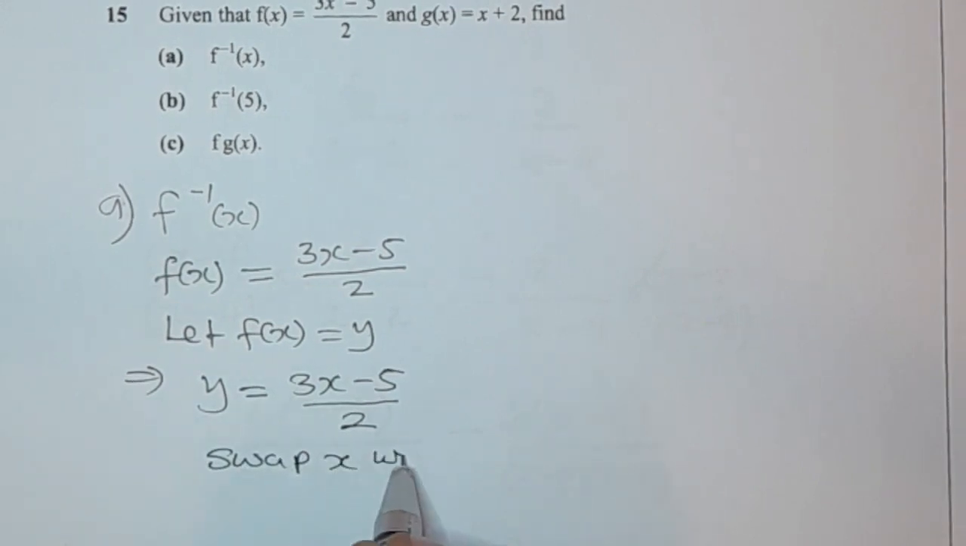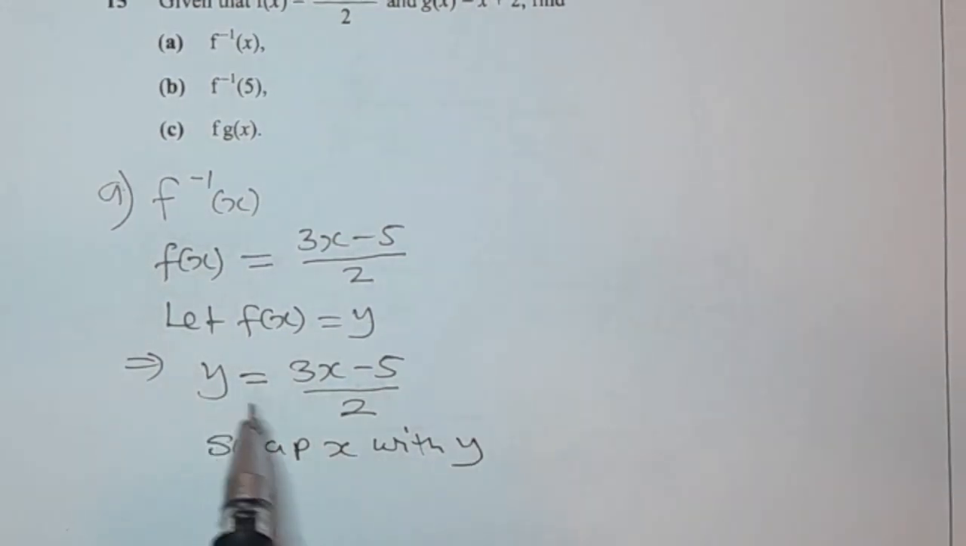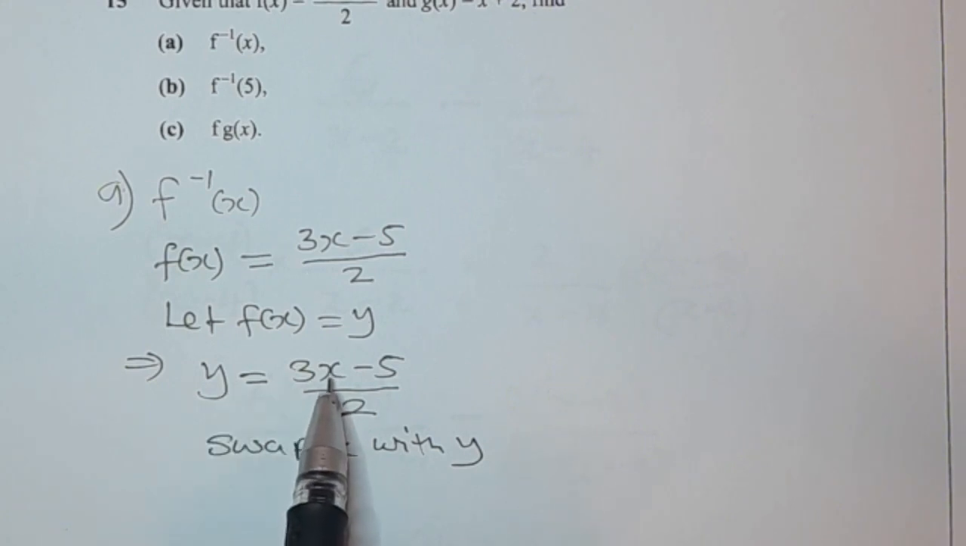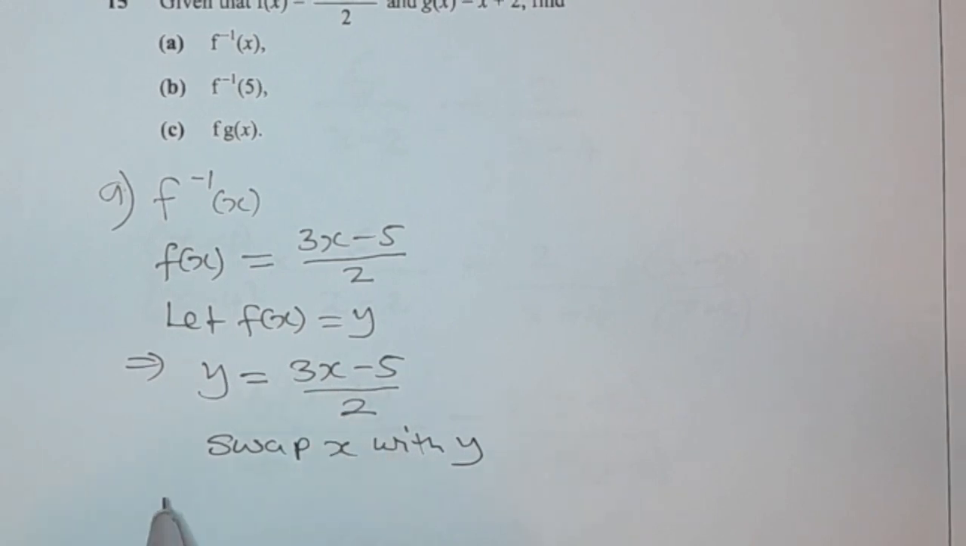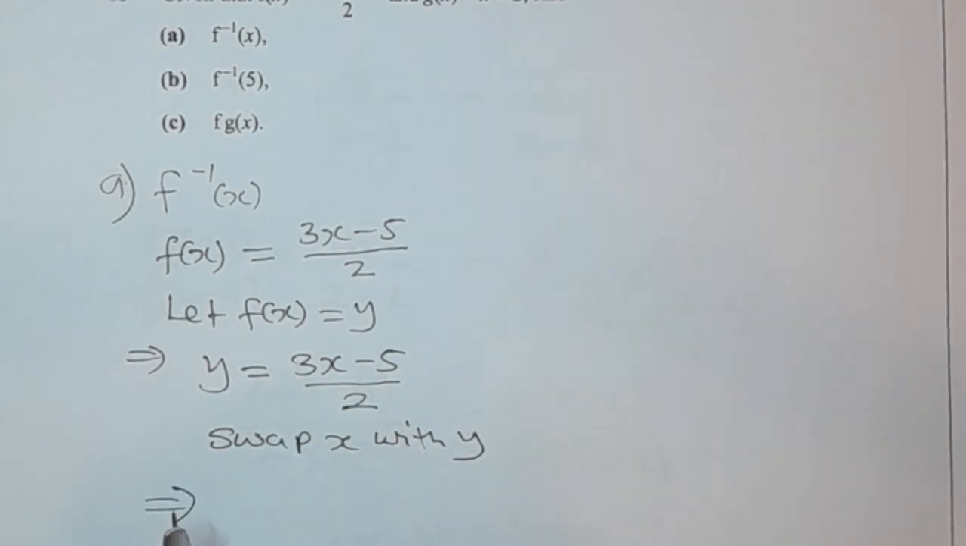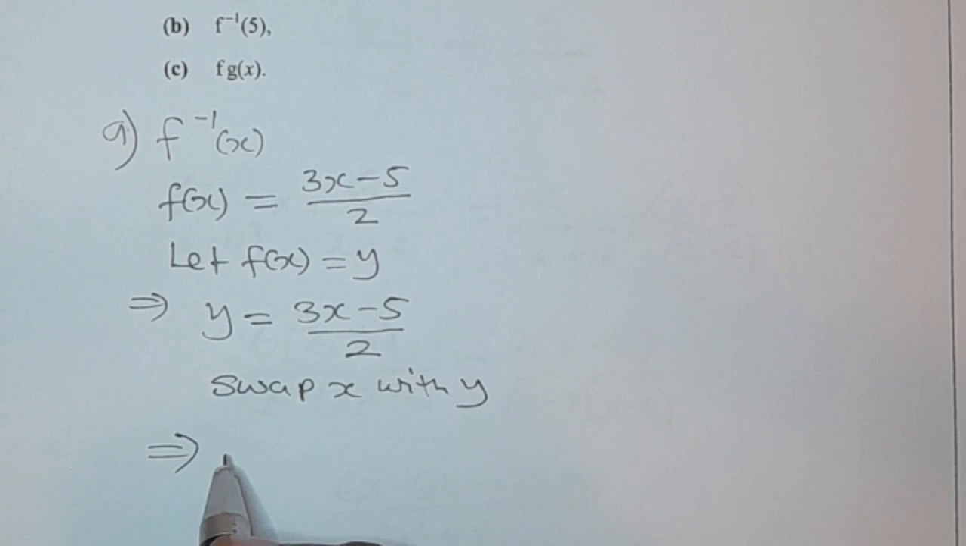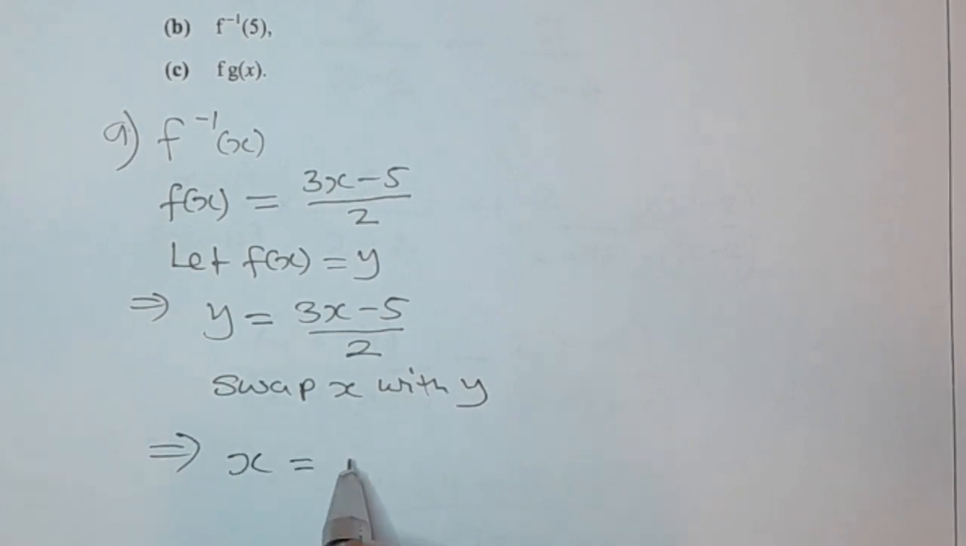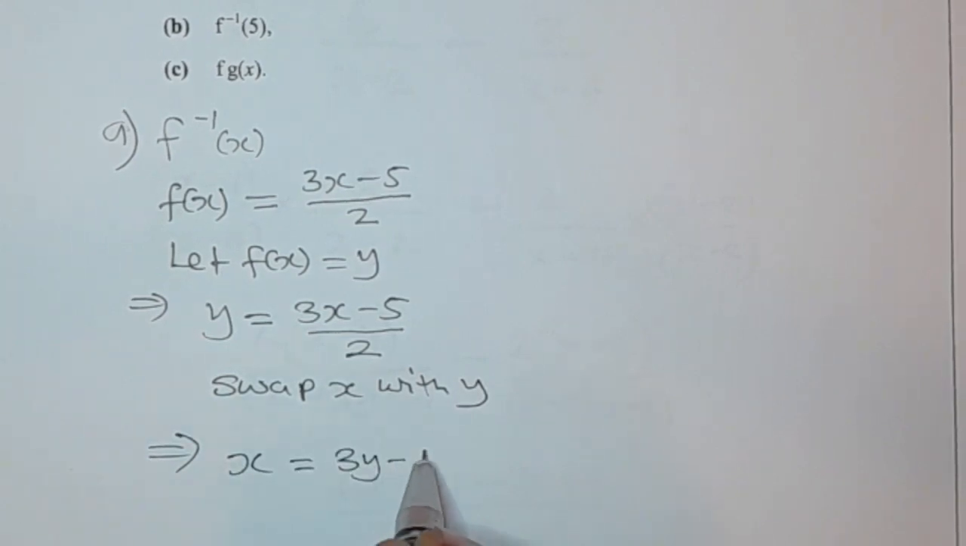Next, we swap x with y. So meaning, where there's y here, we're going to replace x, and where there's x, we'll replace y. So this will imply that we'll have x is equal to (3y minus 5) over 2.